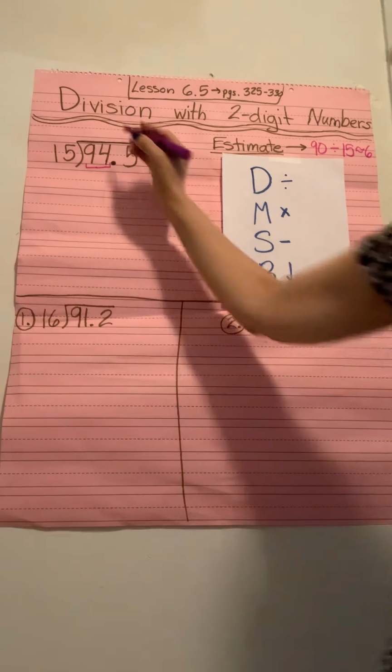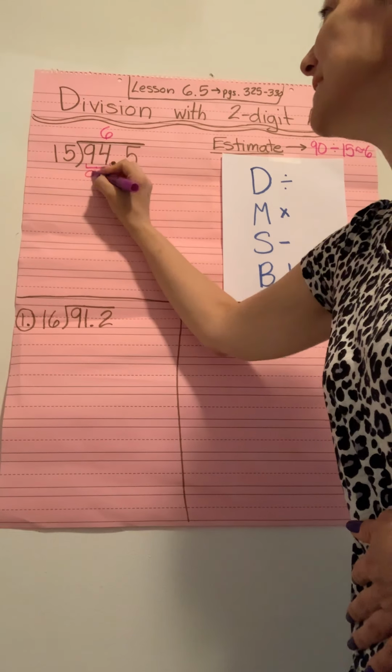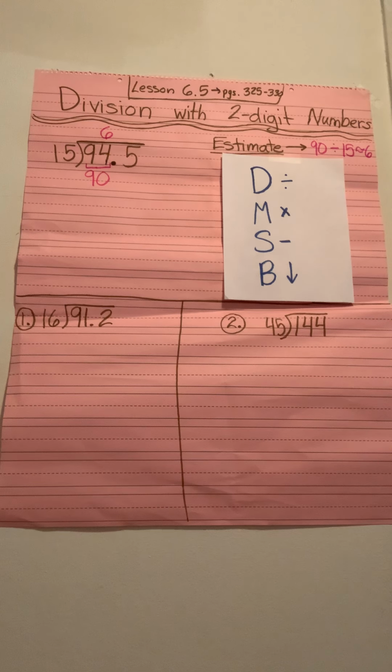So now I've done the multiplication part. 6 times 15 is 90. Okay. So if I take out 6 groups of 15 or divide my 94 into groups of 15, I can make 6 groups. That takes up 90 of my 94. So my next step is to subtract and see how many I have left. My answer is 4. Okay. Then I bring down the next digit, the 5. So now I have 45.